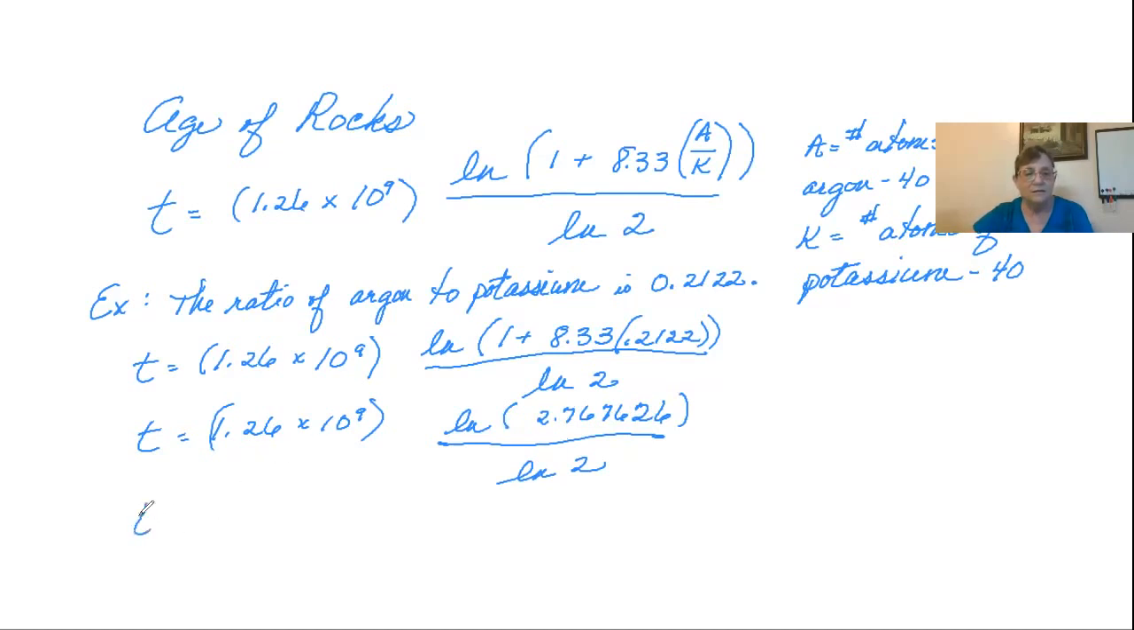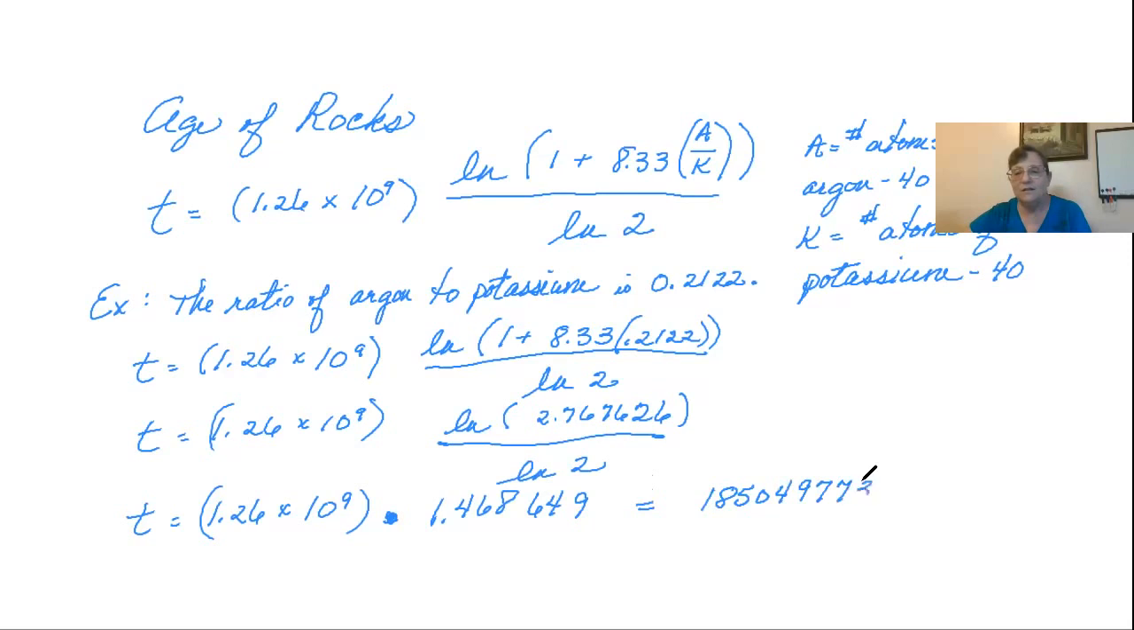So let me start another line here. This is going to be 1.26 times 10 to the 9th. So I'm going to get the natural log of this, which is already in my window, divided by the natural log of 2. So the natural log of that divided by the natural log of 2, equals. Remember, it's not going to do the division until I hit equals. Oh, this is times 1.4686. I'm going to round that to 9. Then I want to multiply this times 1.26 times 10 raised to the 9th, equals, and I get 1850497739. Not a decimal in sight now.